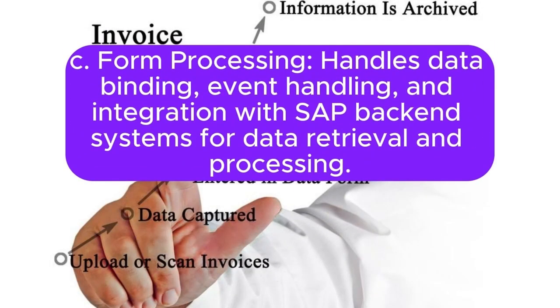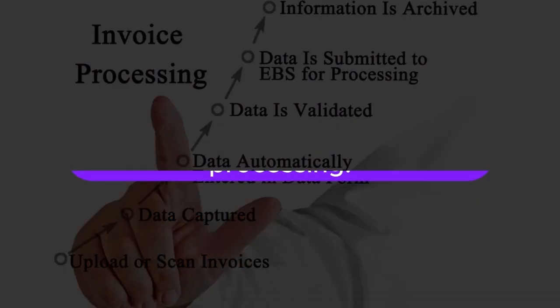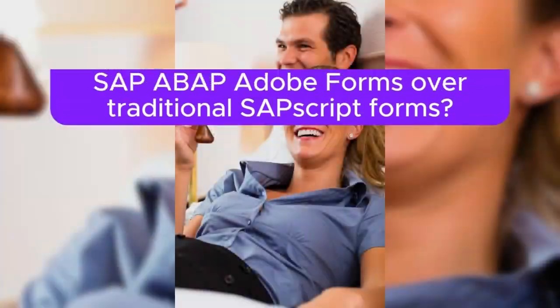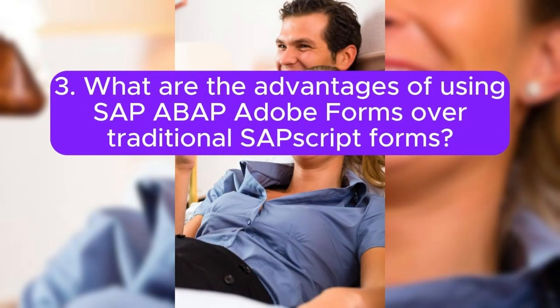C. Form processing handles data binding, event handling, and integration with SAP backend systems for data retrieval and processing. This architecture ensures seamless interaction between the form layout and the SAP system. 3. What are the advantages of using SAP ABAP Adobe Forms over traditional SAP script forms?